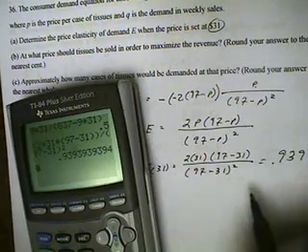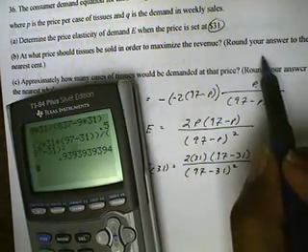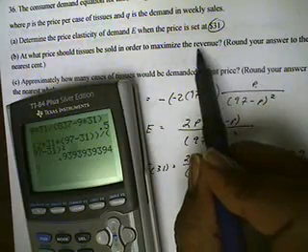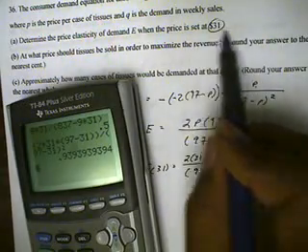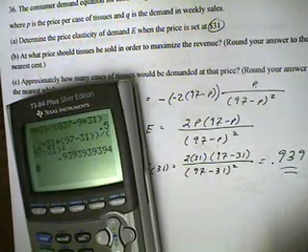So they want us to round this, I think, to 3 places. To the nearest... Okay, they don't tell us. Okay, so we'll use that for elasticity.